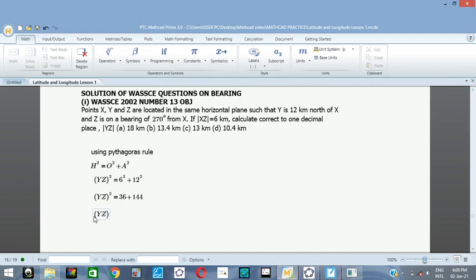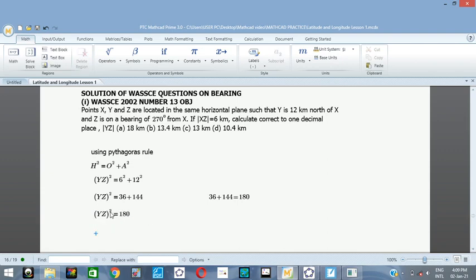So YZ squared is now going to be, when we add these two together, we're going to have 196, sorry, let me see. You can confirm it to be sure of your solution. Okay, we're having 180. So 180, and finally now YZ.